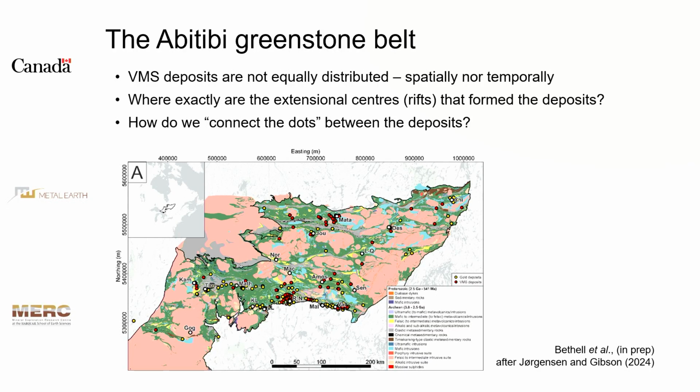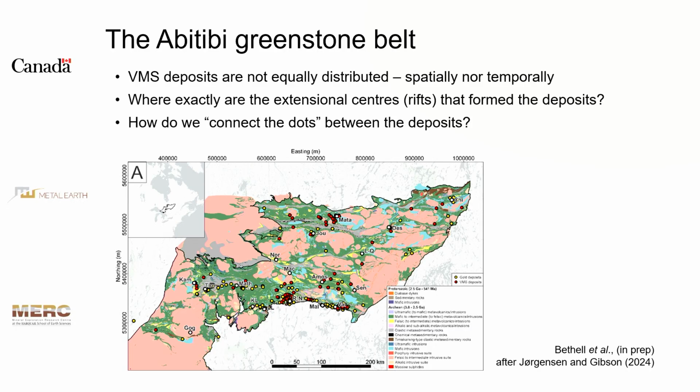And so we all know in the Abitibi, as Tom just highlighted in his talk, that the VMS deposits are not equally distributed, neither spatially nor temporally. The connection between VMS deposits and extension is fairly well established. We know that in modern settings, the analog of these massive sulfide deposits are very strongly associated with extension. And so what we wanted to address is where exactly are those extensional centers?